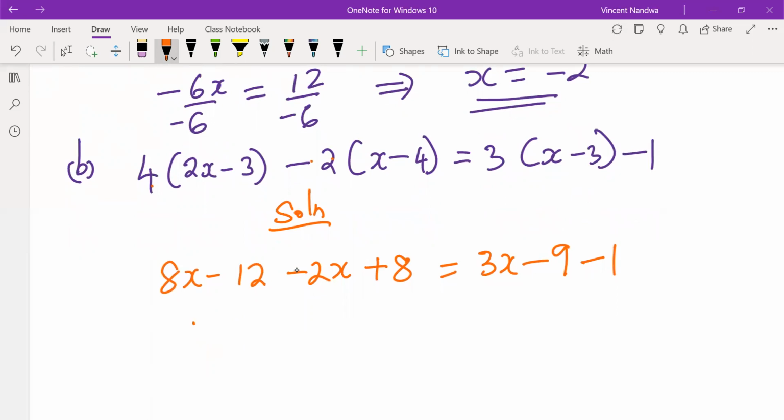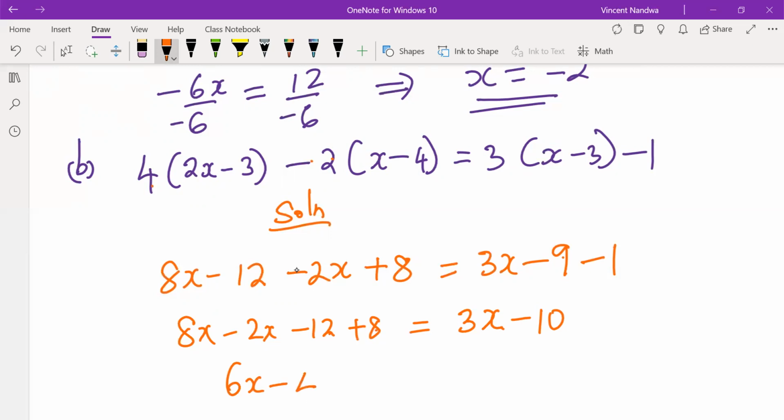So collect like terms. So we'll have 8x minus 2x minus 12 plus 8 equals 3x minus 9 minus 1 is minus 10. Now 8x minus 2x is 6x. Minus 12 plus 8 is minus 4. Equals 3x minus 10.